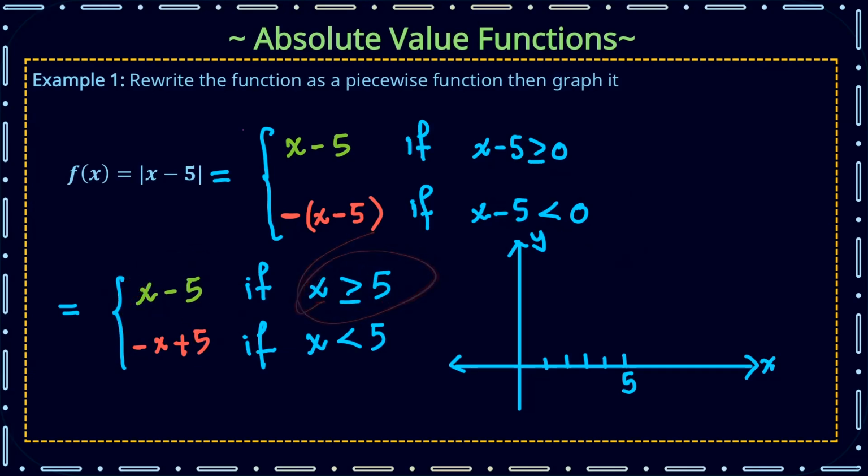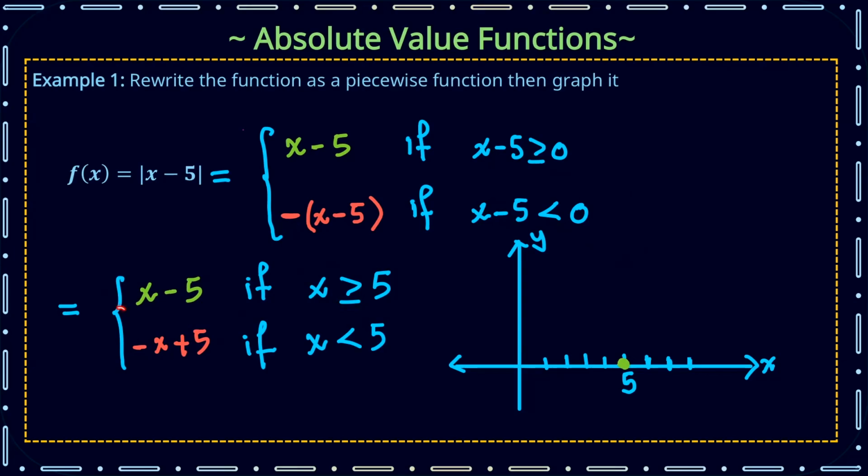Let's look at this interval. This interval includes 5, 6, 7, and so on. We can start by choosing 5. If you put 5 into the green piece, 5 minus 5 is 0. I am using a solid point because 5 itself is included.